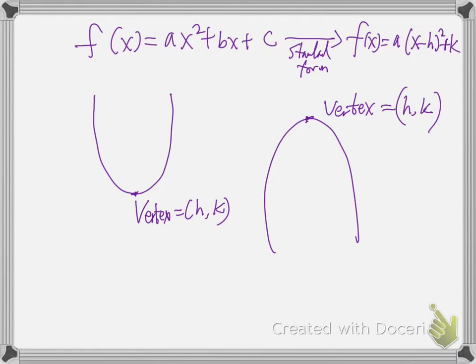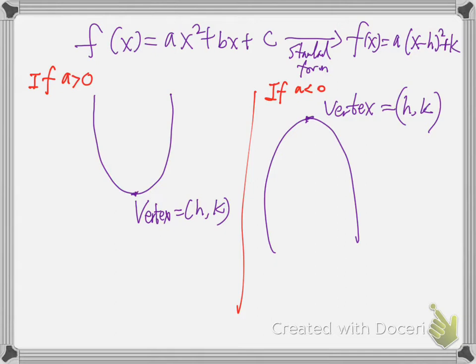Whether it opens up or down depends on a. If a is positive, the parabola opens up. If a is negative, the parabola opens down. So first you need to know the vertex, and then based on the vertex, you know the parabola opens up or down, depending on a.